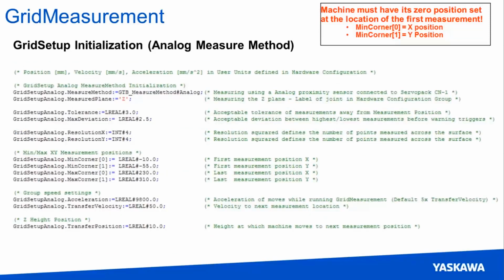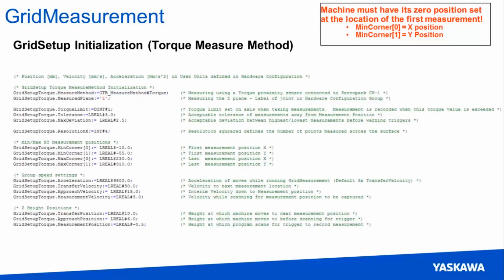Here's analog measure method. This is the full setup here. As you can see, there's a lot less because it only needs the transfer velocity and position. The approach and measurement positions and velocities are not used for analog. You can see that my transfer position is a lot higher than the digital position that we had for measurement position, and that's because the laser has a lot more range of being able to read a position value.